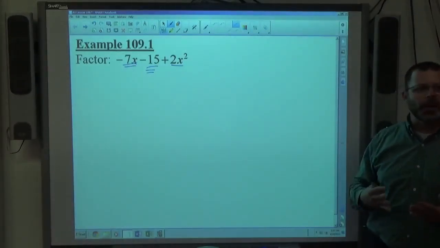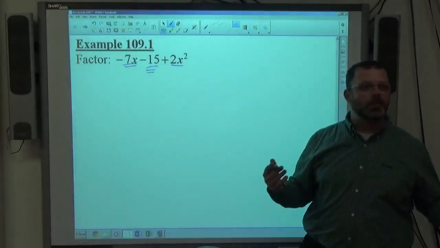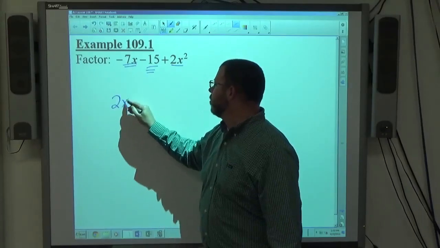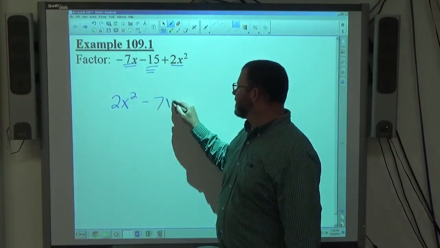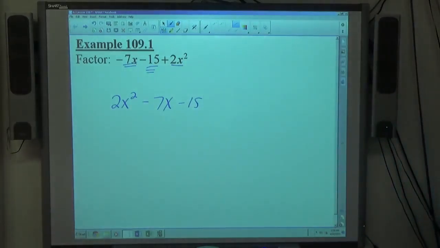And up till now, every quadratic trinomial we had a 1 in front of the quadratic term, but now we're going to have a number that isn't 1 in front of it. So first thing I want to do is rearrange it so the quadratic term is in front. So 2x squared minus 7x minus 15. You want a descending order of the variables, highest to lowest power in that order.